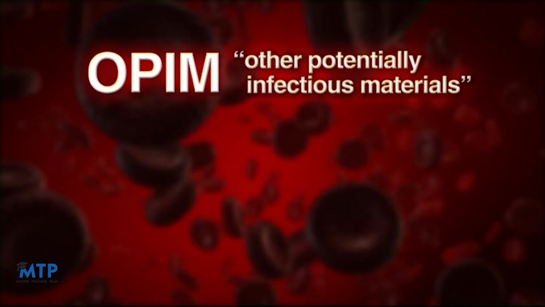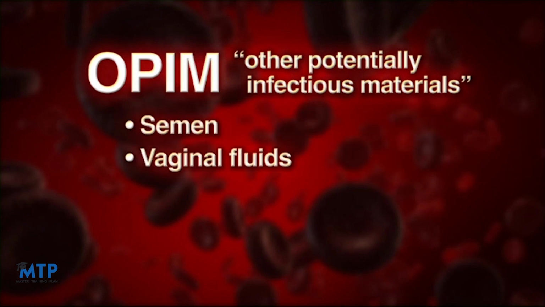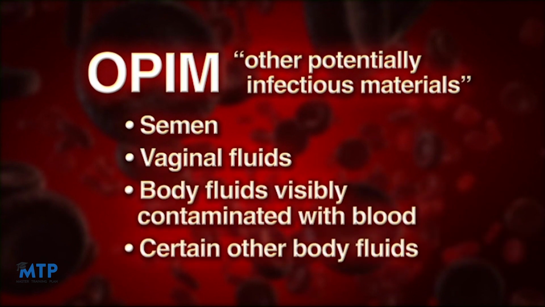Anytime you come in contact with another person's blood, or what OSHA calls OPIM, other potentially infectious materials, you're at risk for becoming infected. OPIM includes the body fluids that have come to be associated with transmitting disease, like semen and vaginal fluids. But even body fluids like saliva, vomit, and urine are regulated as OPIM if they're visibly contaminated with blood.